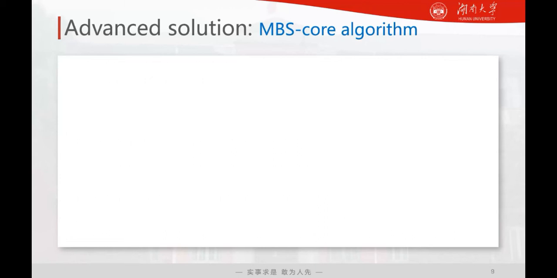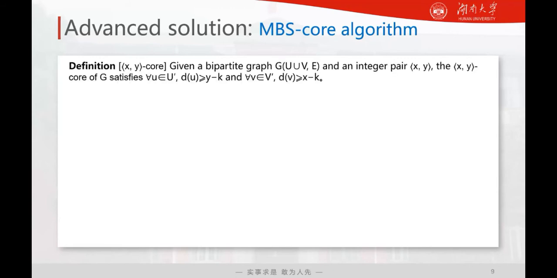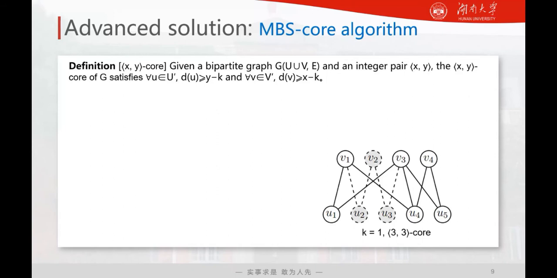After fitting the vertices, we can get a subgraph, which is defined as the xy code, given an integer pair xy. The degree of vertices in set U is greater than or equal to y minus k, and the degree of vertices in V is greater than or equal to x minus k. It can be seen that for any K-biplex, there exists an xy code containing it.